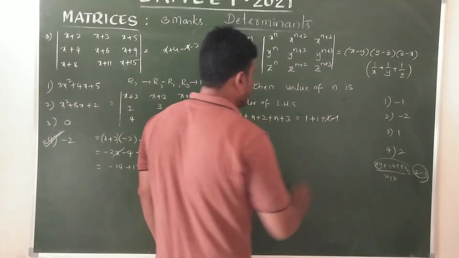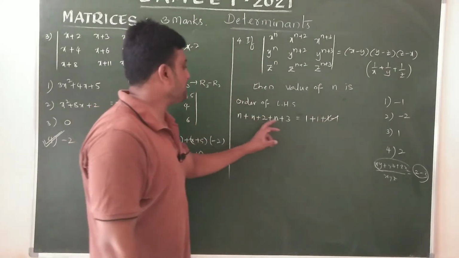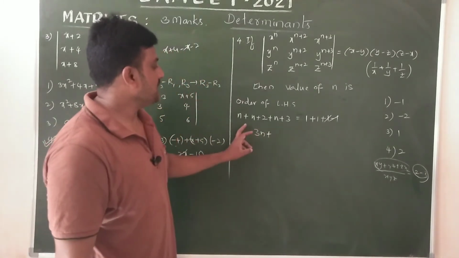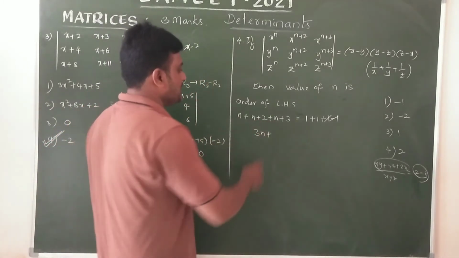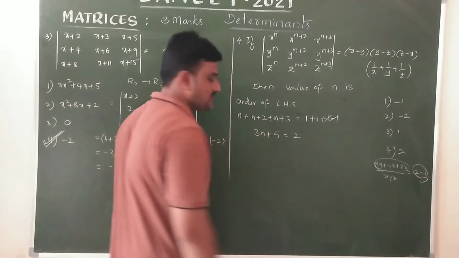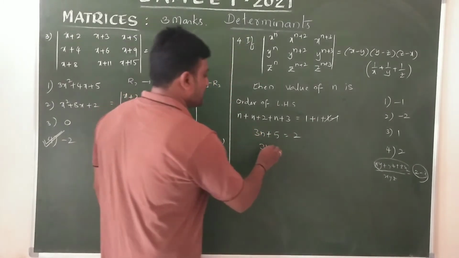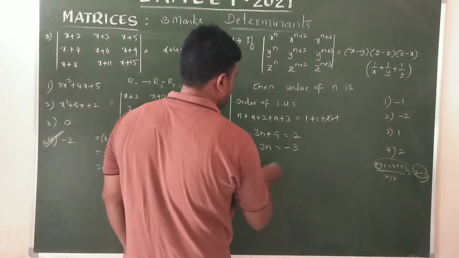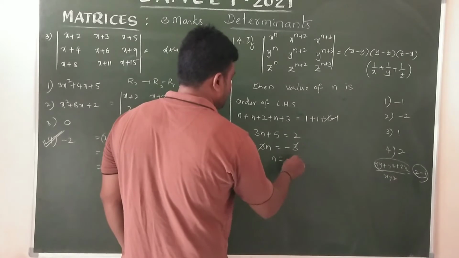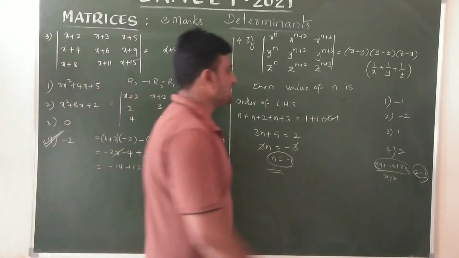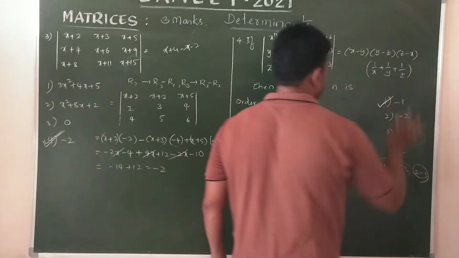So 1 gets cancelled. N plus n is 3n. Okay. N plus n is 3n. Now it is 5 equals 2. Okay. Then 3n equals what? Minus 3. Then n equals minus 1 is our answer. Okay. Now the option is the first.